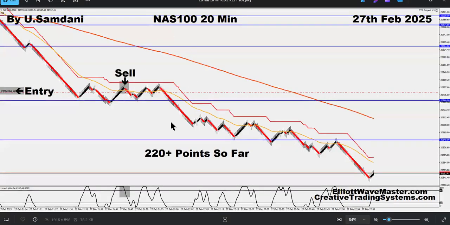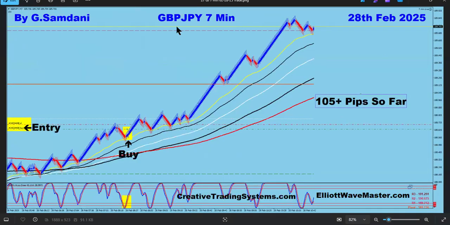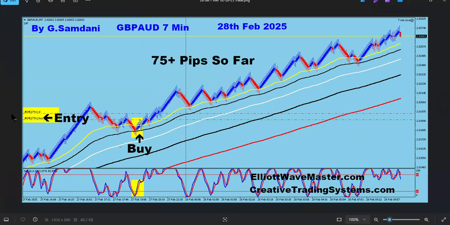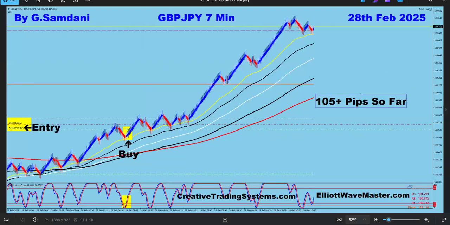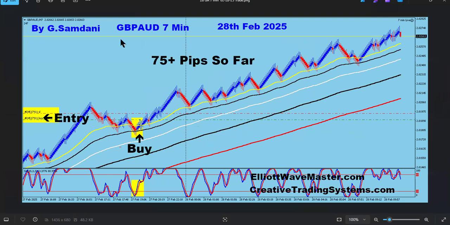This is a Nasdaq Omer trade. This is the Omer system. This is Omer's trade for 220 points. Pound Yen started to go up for 105. You can see a beautiful entry taken by the EA. This little arrow shows that the trade is taken by the EA. And this is on the 28th. And then on the 28th, Pound Yen and what else? Okay, this is Pound Aussie on the 28th.